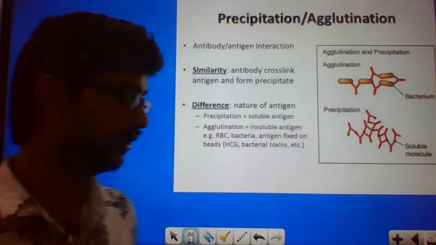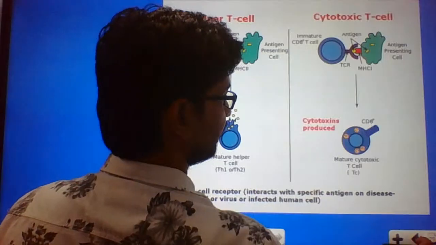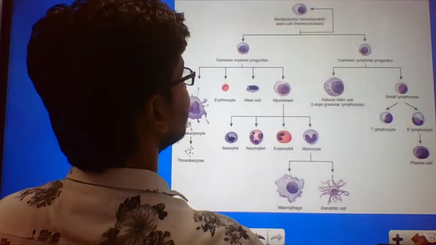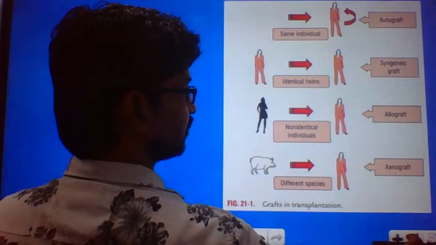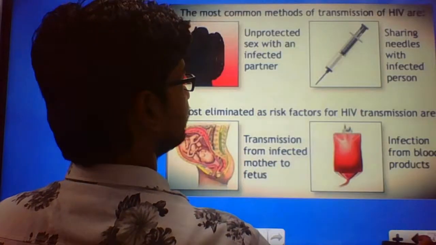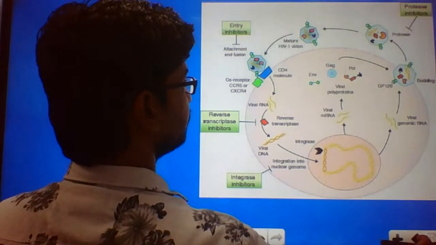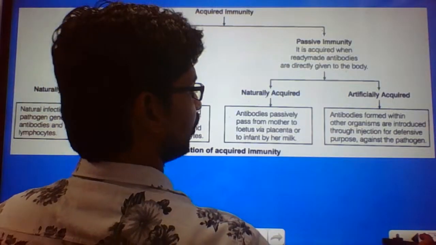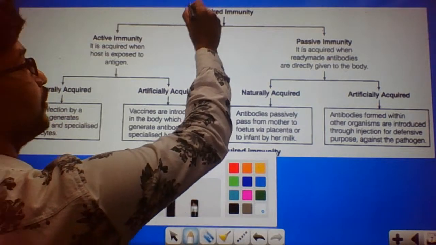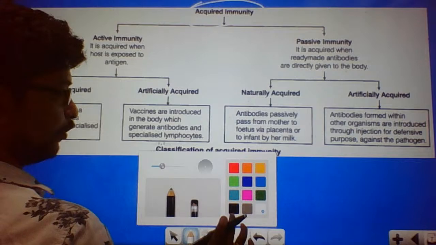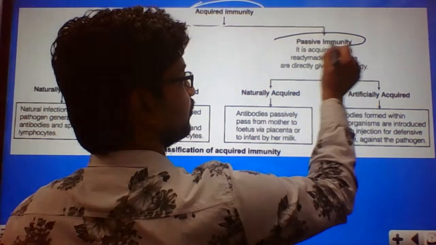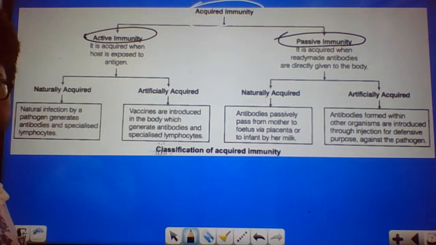We continue with immunity. Immunity is of two types: innate immunity and acquired immunity. The innate immunity consists of barriers: the anatomical barrier, physiological barrier, phagocytic barrier and inflammatory barrier. These are the different barriers that we discussed, and they are non-specific in action. Coming to acquired immunity, I classify it into two types: active immunity and passive immunity. This is a quick recap of what we discussed yesterday.